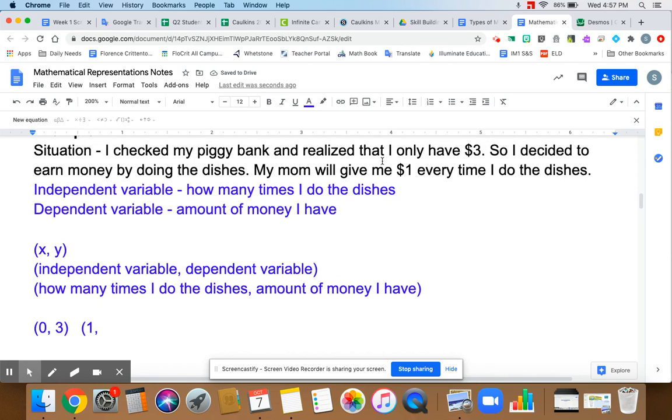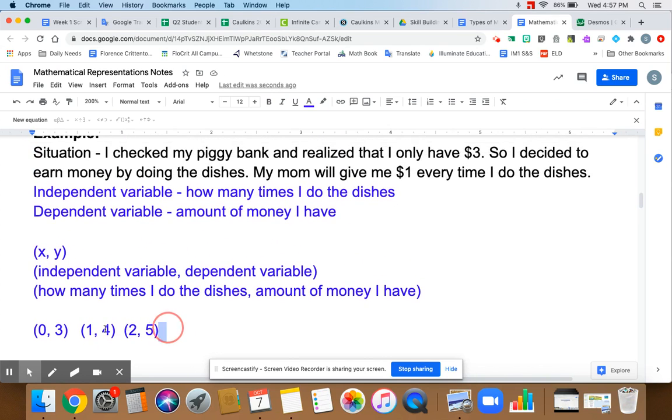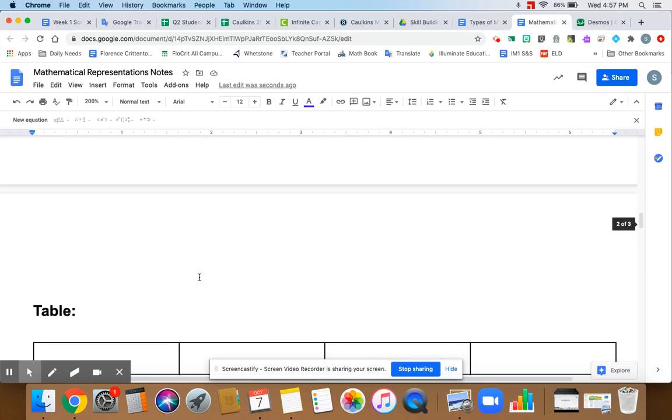Well, if my mom gives me $1 every time and I have 3, once I get my dollar for doing them, I'll be at 4. Then if I do the dishes again, so now I've done them twice, she's going to give me another dollar. So I'll have $5 now. Based on my situation, these are some points I could pull out of it. I could do more, but I'm going to stop. And I can take these points and I can put them in a table.